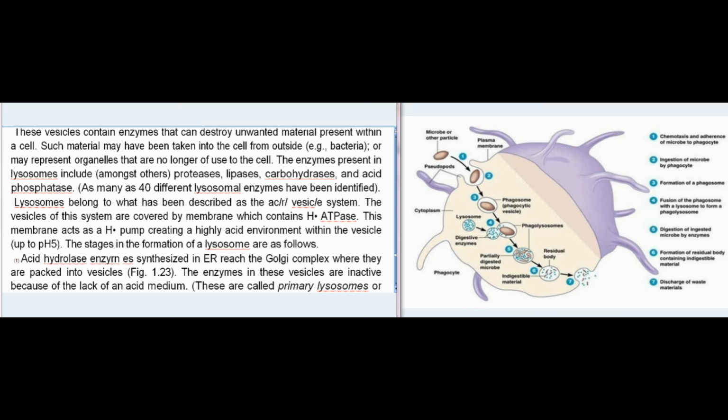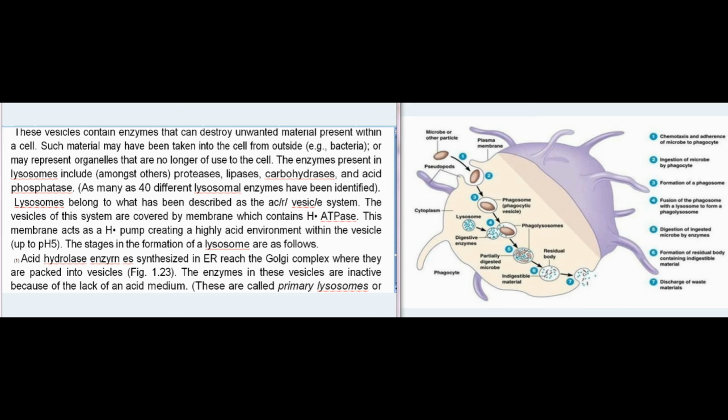Lysosomes. These vesicles contain enzymes that can destroy unwanted material present within a cell. Such material may have been taken into the cell from outside, for example bacteria, or may represent organelles that are no longer of use to the cell. The enzymes present in lysosomes include, amongst others, proteases, lipases, carbohydrases, and acid phosphatase. As many as 40 different lysosomal enzymes have been identified. Lysosomes belong to what has been described as the acid vesicle system. The vesicles of this system are covered by membrane which contains H+ ATPase. This membrane acts as an H+ pump, creating a highly acid environment within the vesicle, up to pH 5.